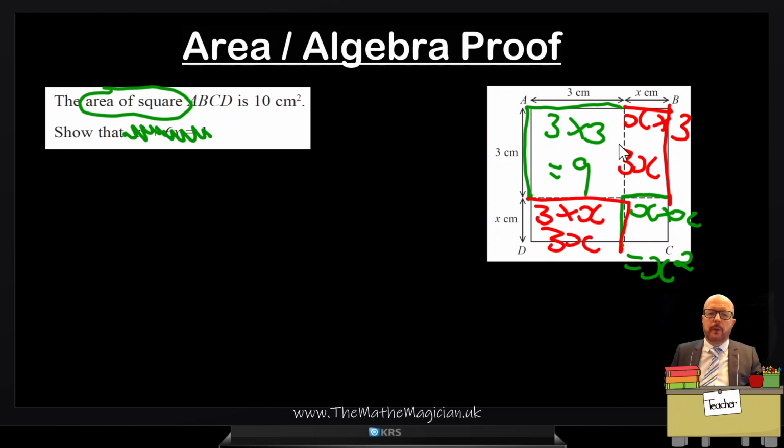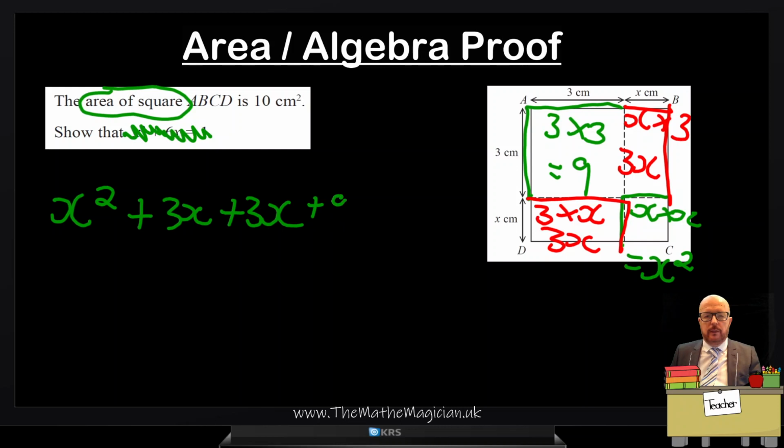To get the second mark, we have to arrange this as an equation. We can write it down in any order, but I'm going to write it in the order that we expect to see it in. You do x squared plus 3x plus another 3x plus 9, all taken from our diagram. Still not enough for the second mark yet. What does all that equal? Well, the area of that whole square, it says up here, is equal to 10 centimetres squared. That gets you your second mark.